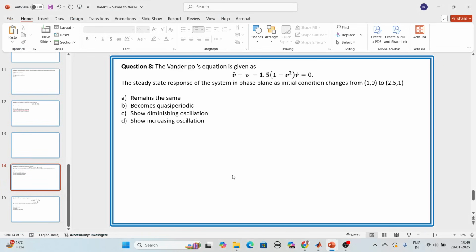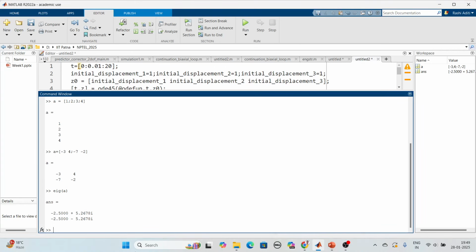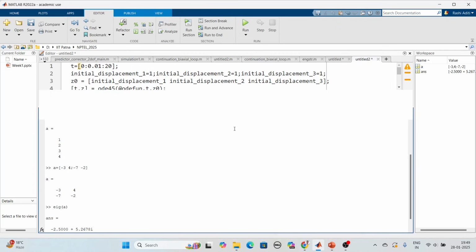Okay, coming on to question number 8. So question number 8, the van der Waals equation is given, the equation is giving the steady state response of the system in the phase plane as the initial condition changes from 1, 0 to 2.5, 1. Okay. So I have already made the code actually for the van der Waals equation.